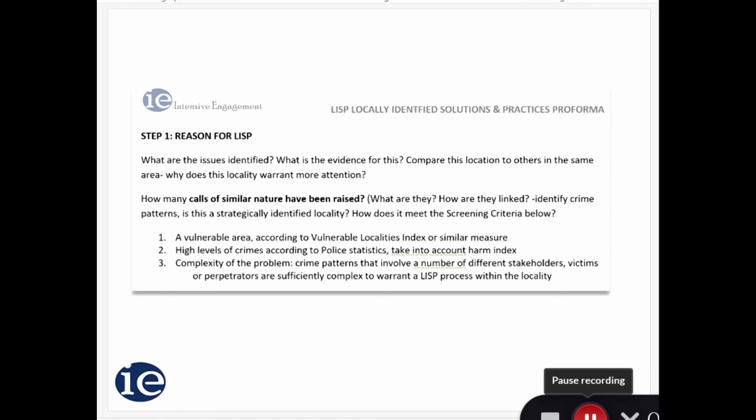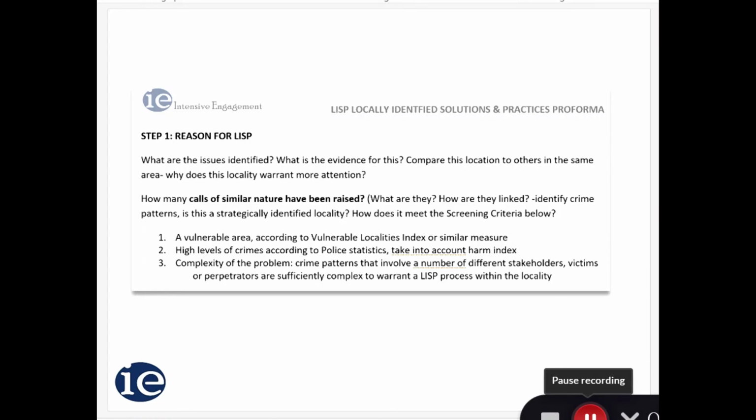And we can take into account the harm indices. There are increasing numbers of pieces of research and guidance on how we might flag up certain types of crime as being more harmful and therefore more worthy of consideration.